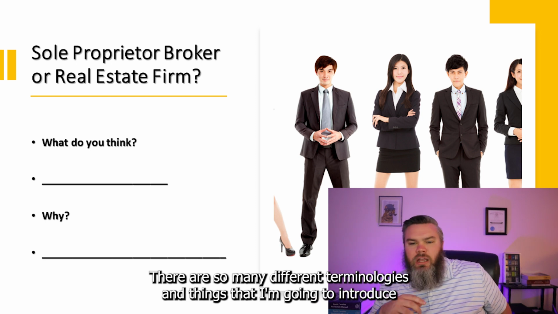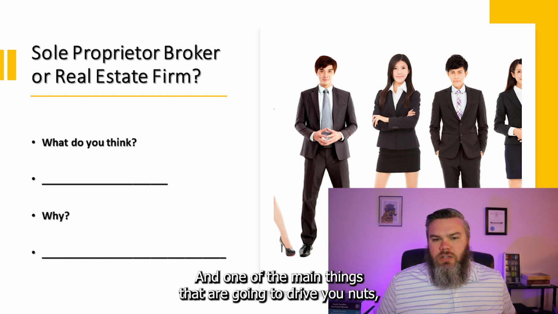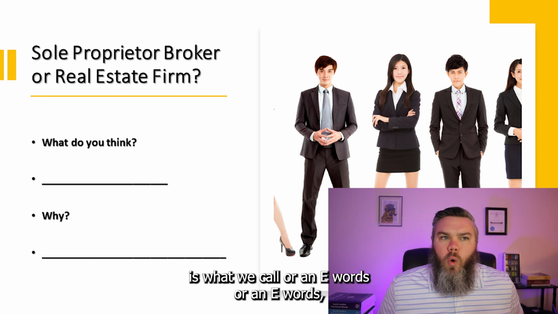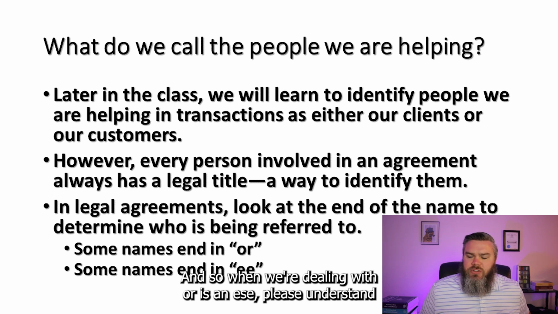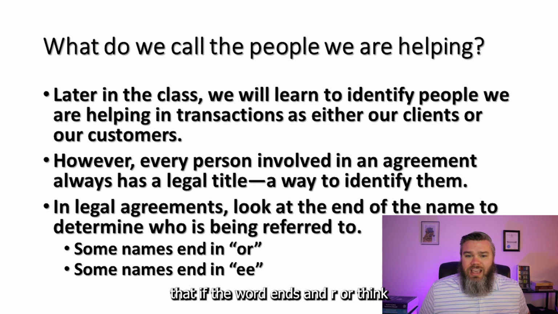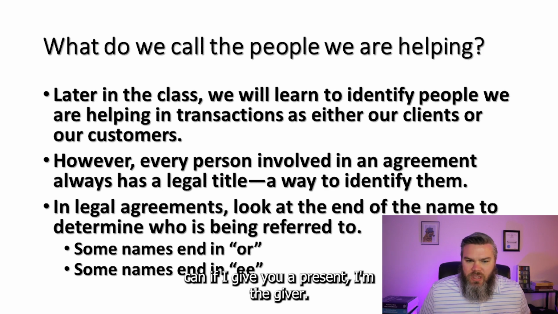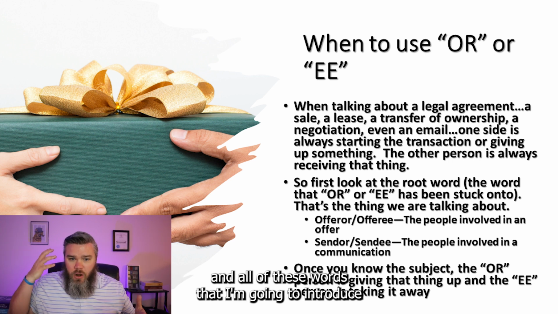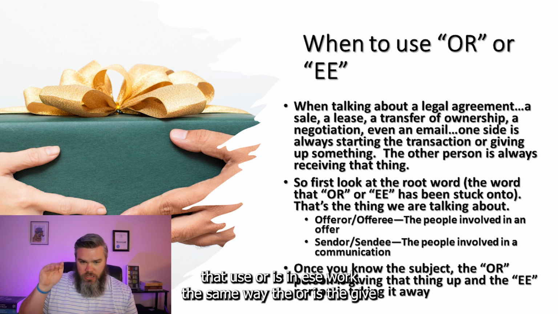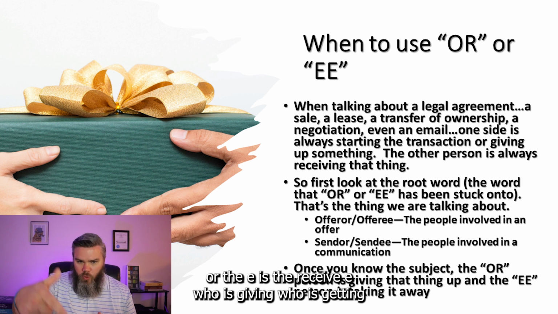There are so many different terminologies and things that I'm going to introduce to you, okay? And one of the main things that are going to drive you nuts, but are very, very important to understand, is what we call or and e words. Not to be confused with the character from Winnie the Pooh if you do them backwards, right? E's and ors, Eeyore, okay? Not Eeyore, ors and e's. When we're dealing with ors and e's, please understand that if the word ends in or, think giveor. And if the word ends in ee, think receivee. If I give you a present, I'm the giver, and if you accept that present, you are the receivee. All of these words that I'm going to introduce that use ors and e's work the same way. The or is the giveor, the e is the receivee. Who is giving, who is getting?